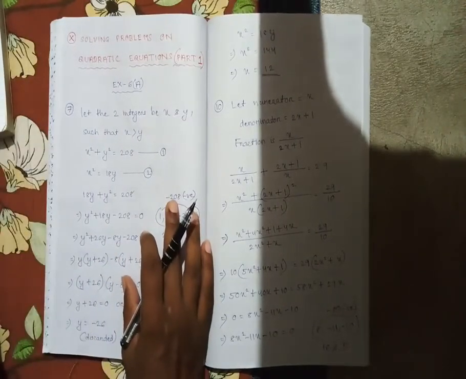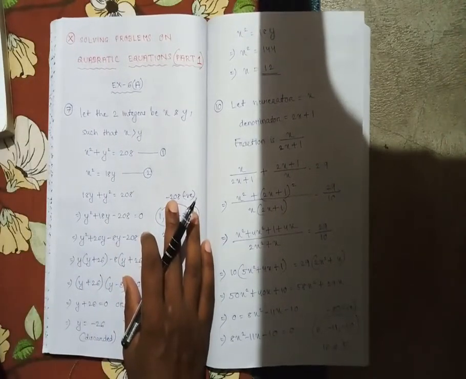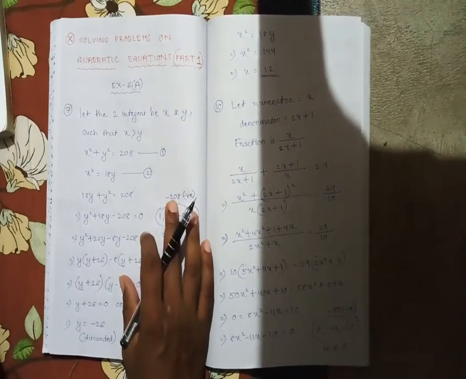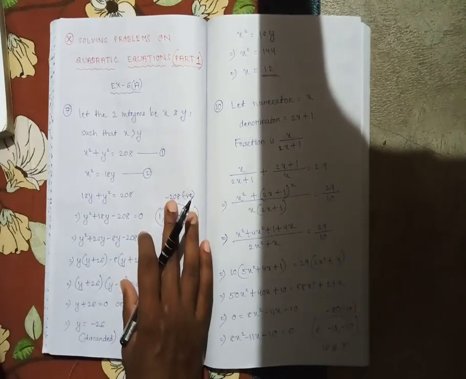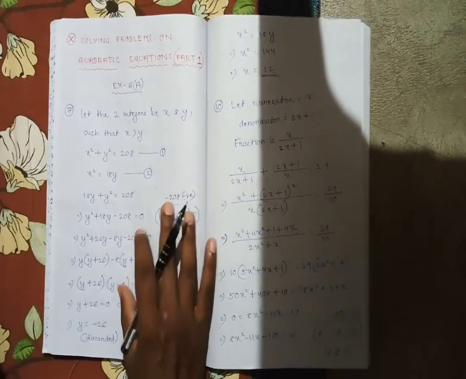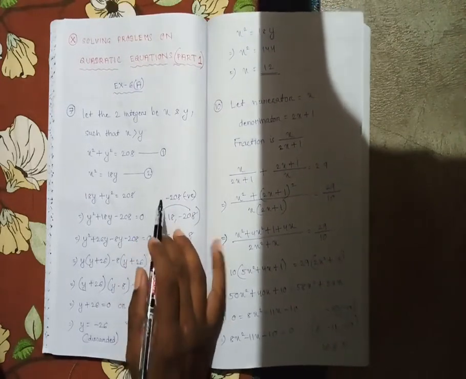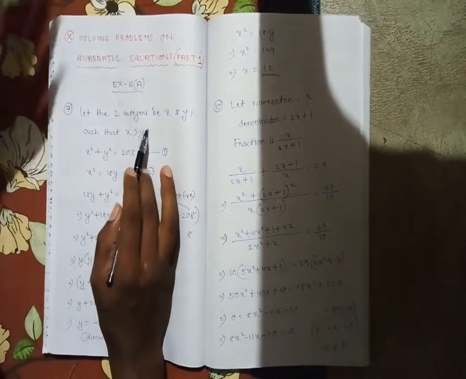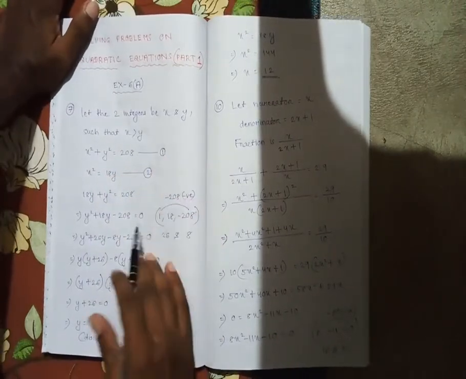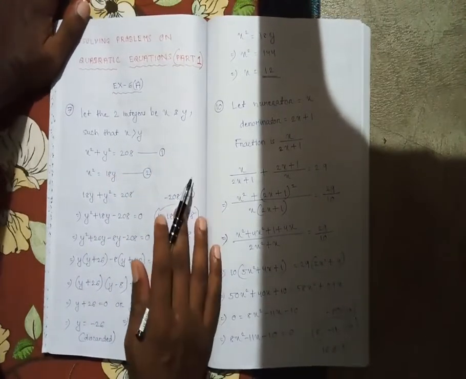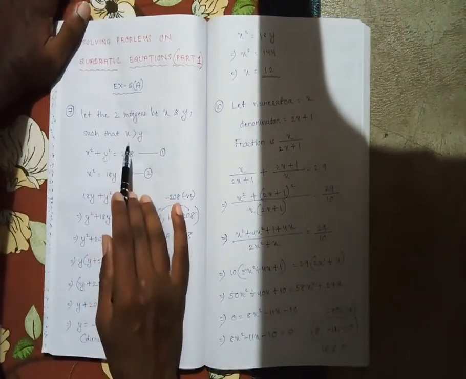The question is, the sum of the squares of two positive integers is 208. If the square of the larger number is 18 times the smaller number, find the numbers. So there are two unknown integers. Let the two integers be x and y, and out of these two integers one is greater. So I have taken x is greater than y.